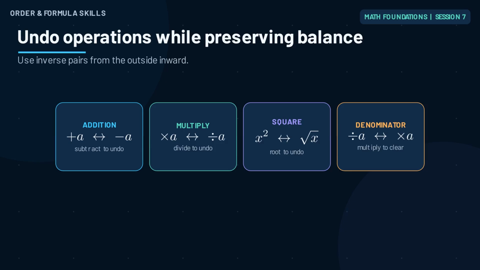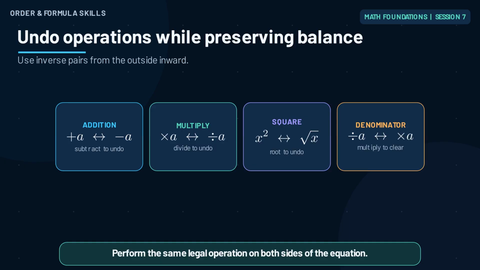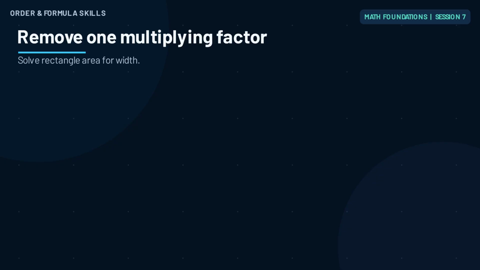These inverse pairs remove operations surrounding the target variable. Work from the outside inward and keep every transformation visible. The goal is isolation, not a memorized shortcut. Start with a one-step rearrangement. Solve area equals length times width for width.